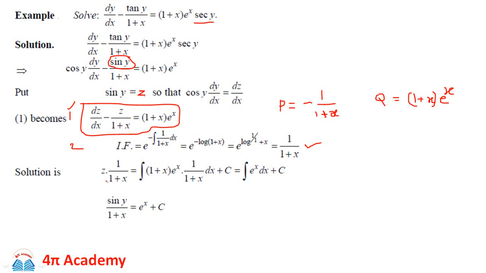So now the solution is z multiplied by the integrating factor, that is 1 upon 1 plus x, and this is equal to integration of q into the integrating factor dx. So q is 1 plus x into e raised to power x, and this should be multiplied by the integrating factor, which is 1 upon 1 plus x, dx. So this 1 plus x gets cancelled out, and we remain with only e raised to power x dx. So this is integration of e raised to power x dx plus c.